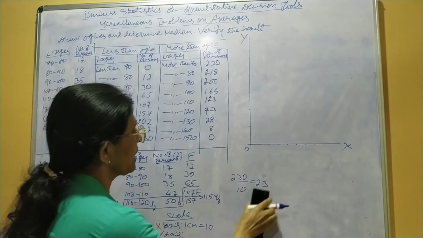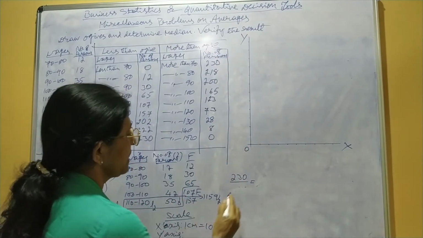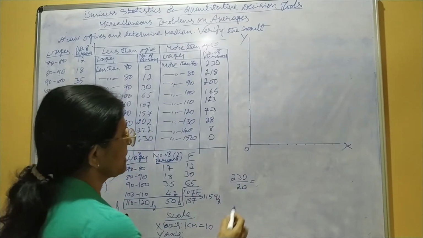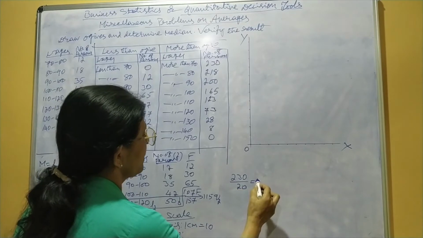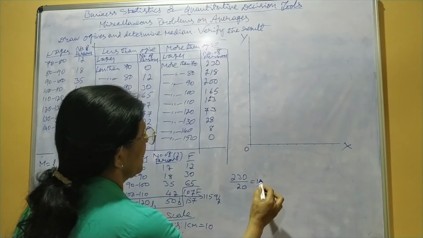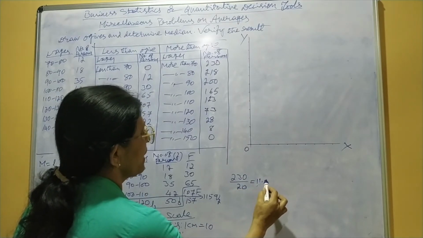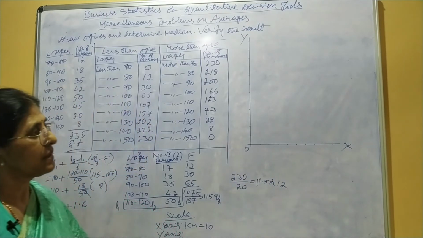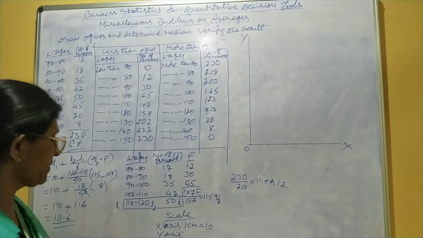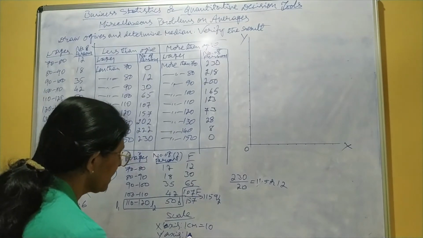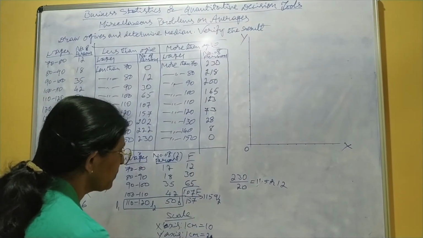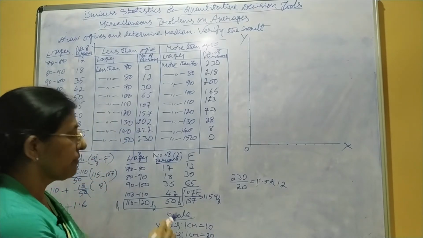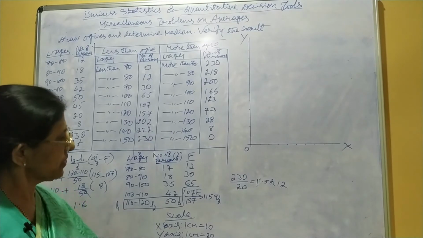Instead, if you take 20 as the scale instead of 10, then how much do you have to take? 11.5, which means you have to take 12 centimeters. I think that is appropriate. Means y-axis 1 centimeter equals 20. X-axis 1 centimeter equals 10. Y-axis 1 centimeter equals 20.